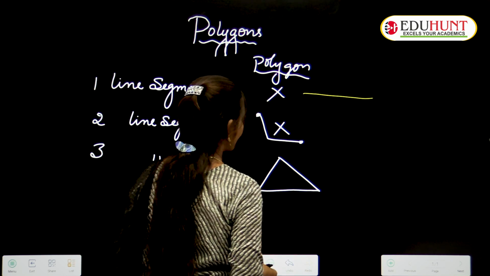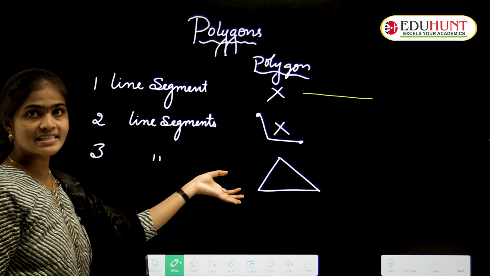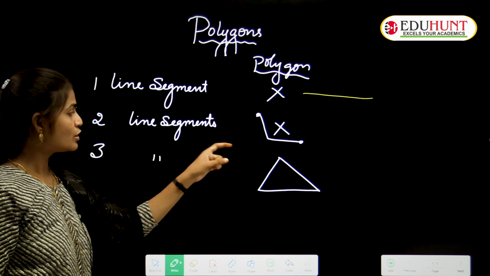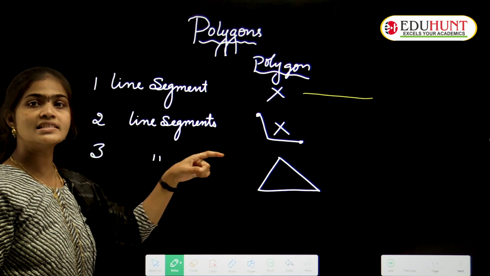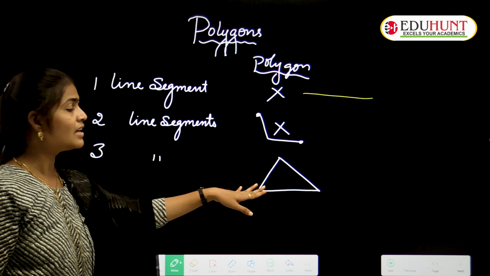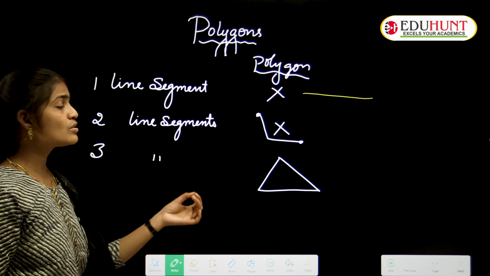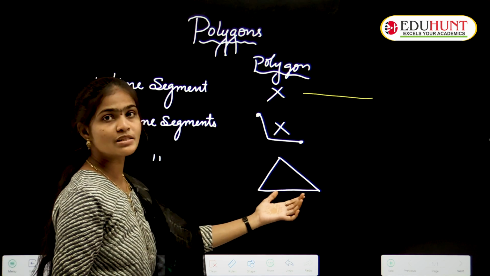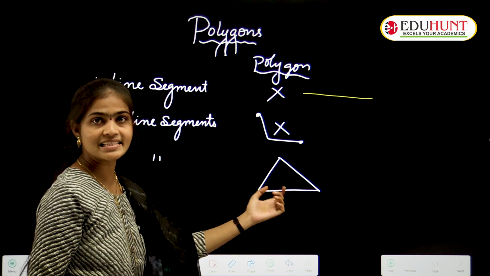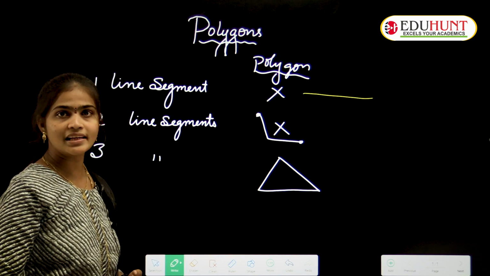Now by taking three line segments I can form a polygon. I have taken them like this. So this figure has how many line segments? Three line segments. Is it a closed figure or not? Yes, it is a closed figure made up of line segments. That's why we call this figure a polygon. The polygon made up of three line segments, we call a triangle.